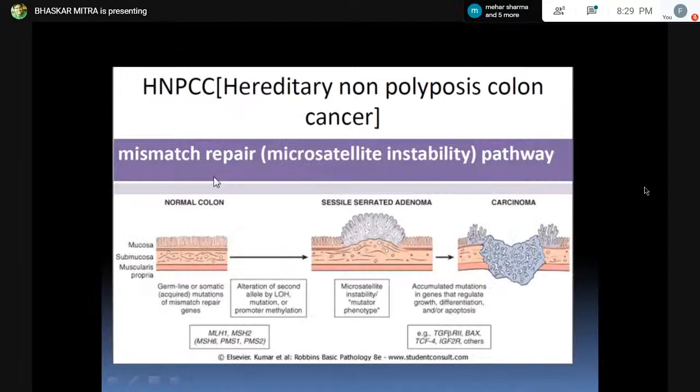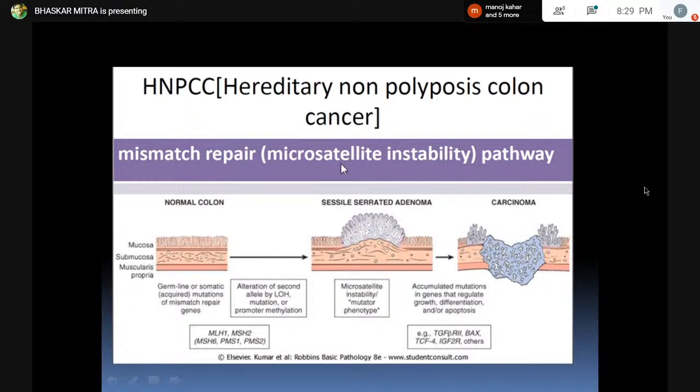Here, there may be mutation of MLH, MSH, PMS, this group, followed by addition of more microsatellite instability, followed by other mutations like TGF beta RII and others, that cause normal colon, followed by sessile serrated adenoma, and ultimately carcinoma. That is the mismatch repair microsatellite instability pathway.